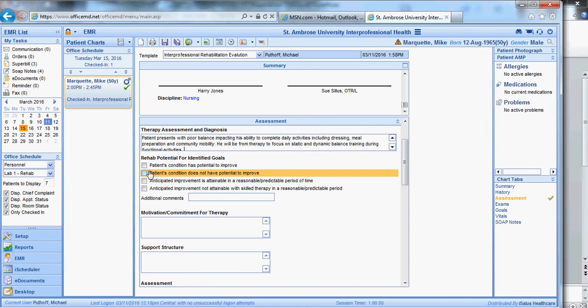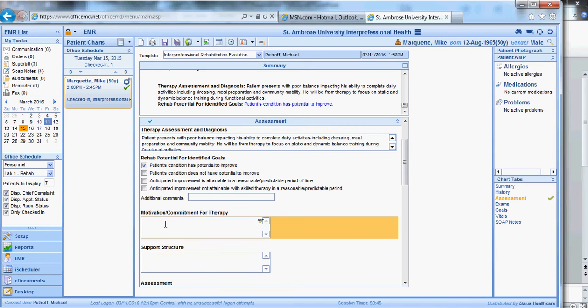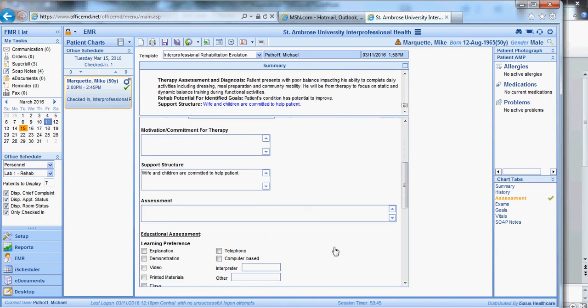And rehab potential, hopefully if we're going to see them, they have potential, but we might evaluate someone that we really don't feel like they have potential. We'll pretend Mr. Marquette has that. Motivation for therapy, we talked about a wife earlier. Wife and children are committed to help patient, and work our way down this way as we go.